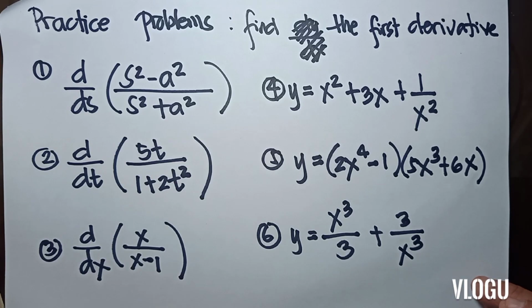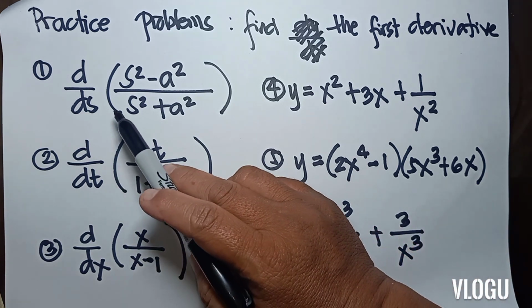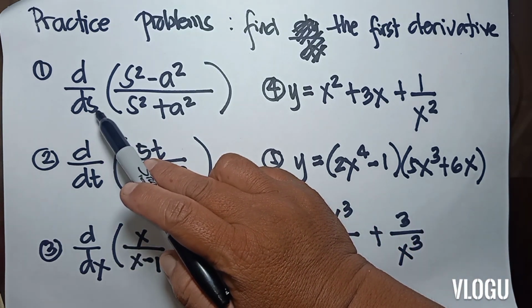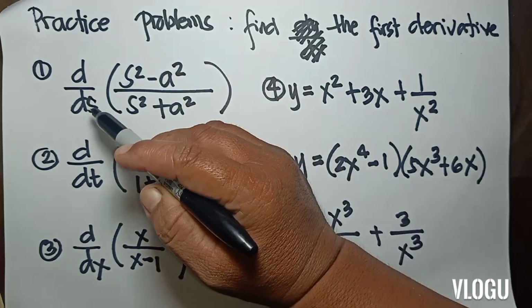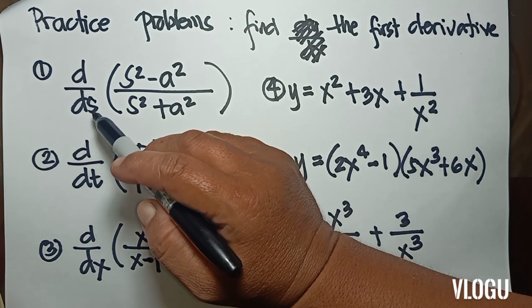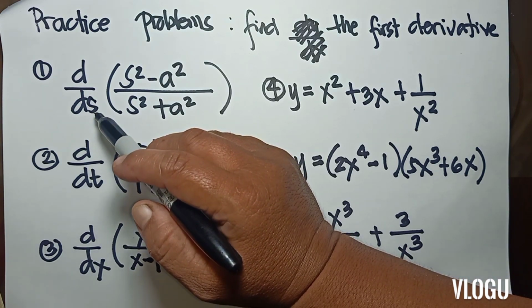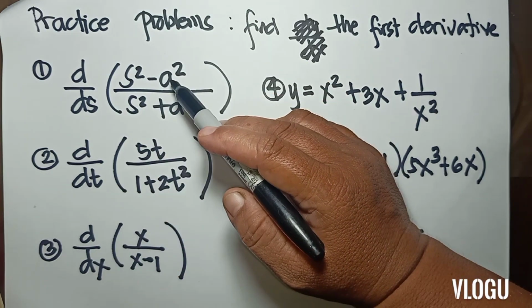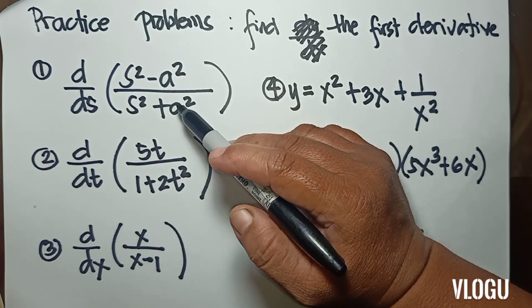Okay, we have here some practice problems. You are going to find the first derivative. So for number 1, that is d/ds of s squared minus a squared over s squared plus a squared. If you look at this first practice problem, your variable here is s. You are going to look at the denominator, which will indicate the variable of the given equation. So the variable here is s, and treat a as your constant.